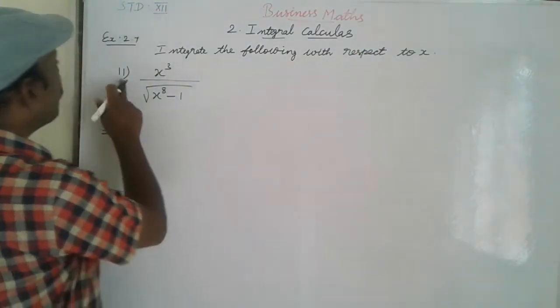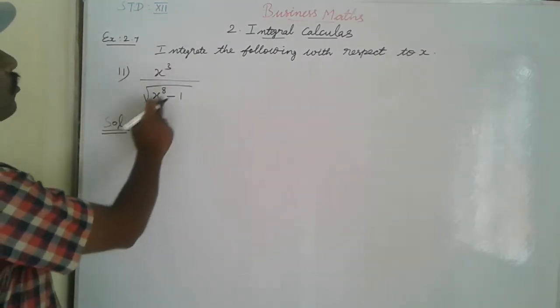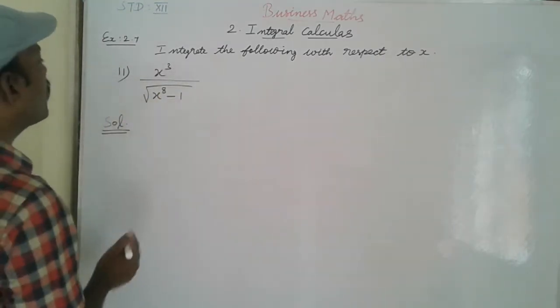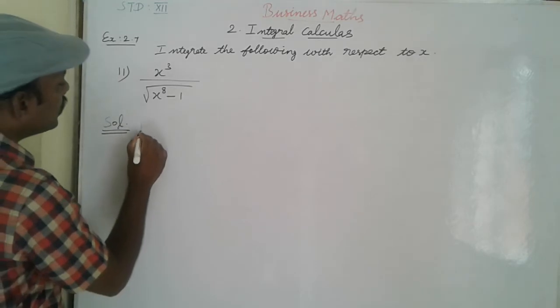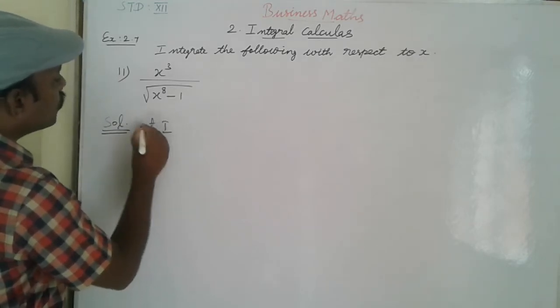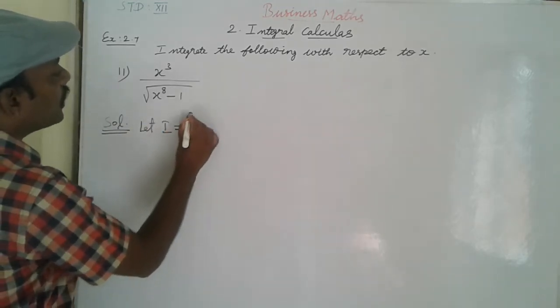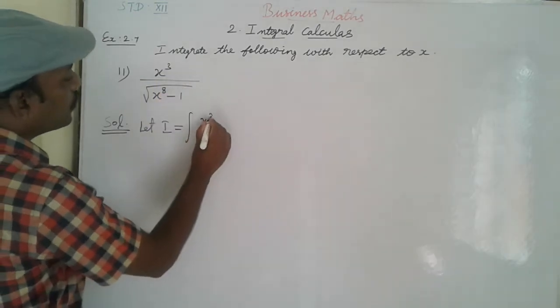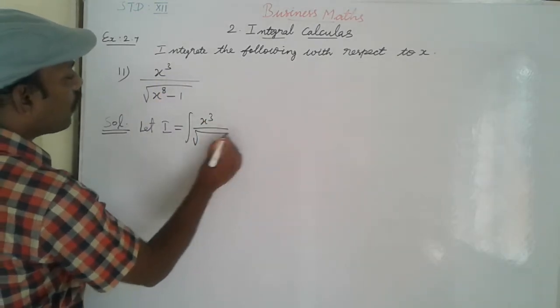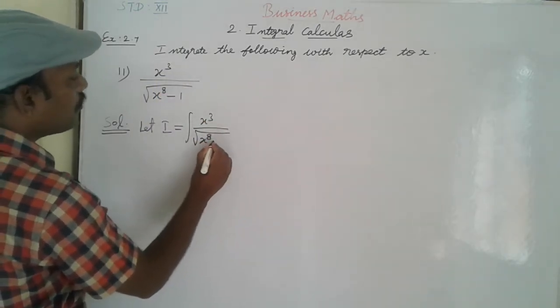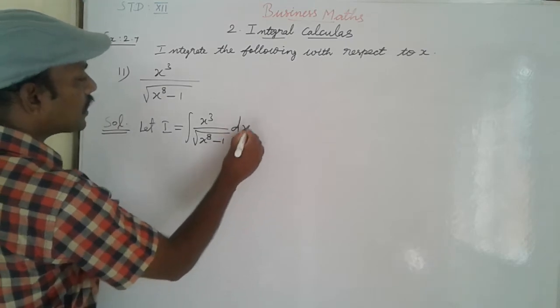11th sum, x cube divided by root of x power 8 minus 1. Solution: let I equal to integral x cube divided by root of x power 8 minus 1 into dx.